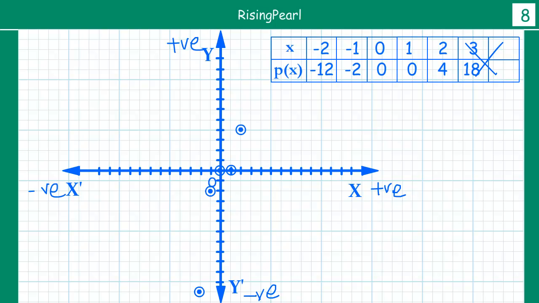And the last point that we are going to use to draw the graph is this point. So x equals 2, y is 4. So now let's draw a graph that passes through all of these points. So our graph, you will get something like this. So this line or this graph, this is the graph for the polynomial.